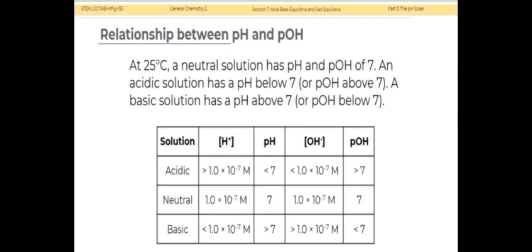At 25 degrees Celsius, a neutral solution has pH and pOH of 7. An acidic solution has a pH below 7 or pOH above 7. A basic solution has a pH above 7 or pOH below 7.